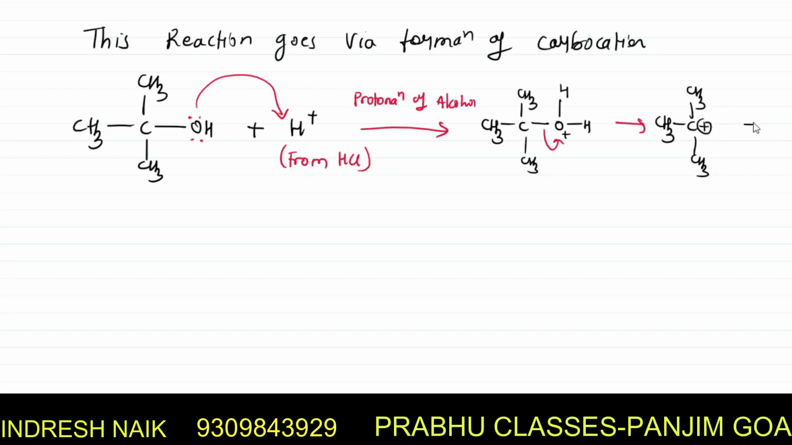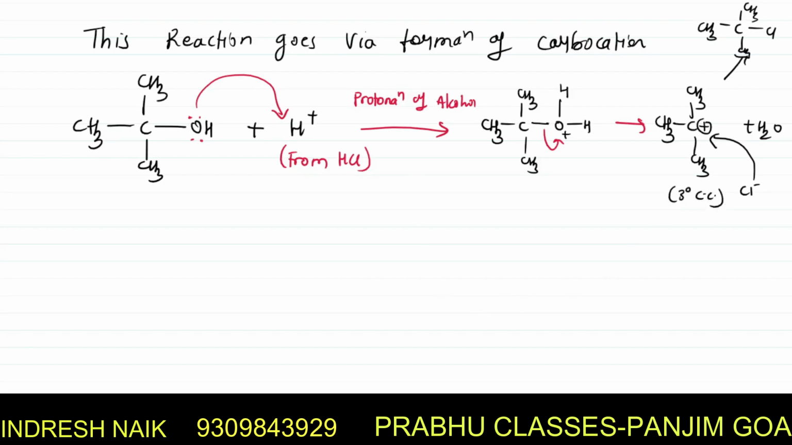Cl minus, which is there over here, is going to attack on this carbon, and that is how you are going to get the halide, RCl, the final product of the reaction. But why are we getting a turbidity faster? Here we are getting a tertiary carbocation.